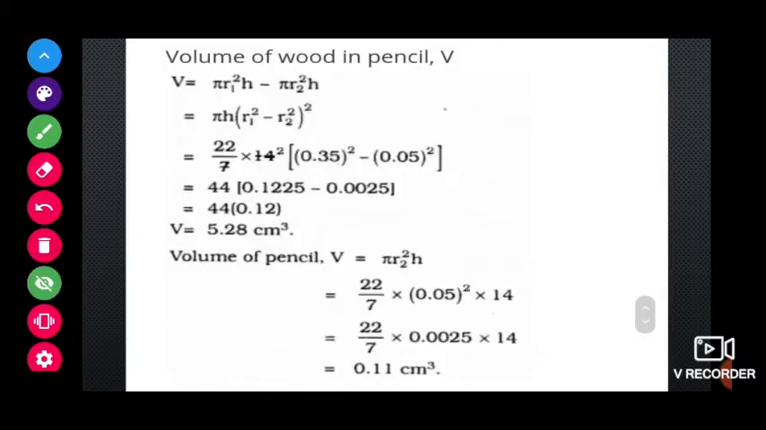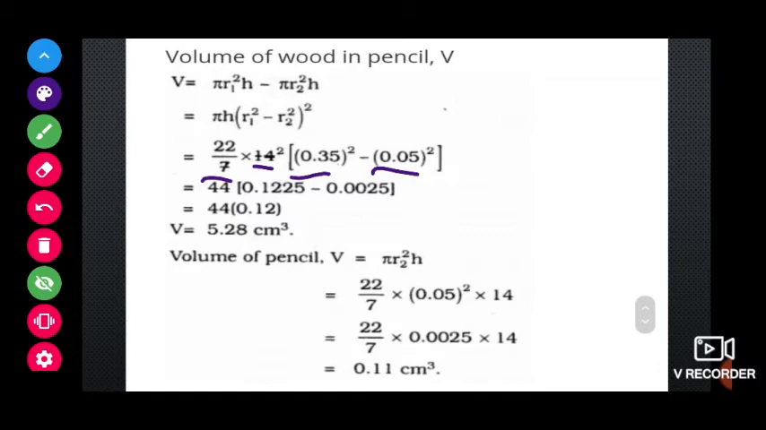Now if I want to find only the volume of the wood, then total pi R1 square H minus the graphite volume. So pi R1 square H minus pi R2 square H. We can take pi into H common from both. Pi is there, H is there, here also pi is there, H is there. If I take the common, then remaining is R1 square minus R2 square. So now pi is 22 by 7, into 14, into R1 square, that is 0.35 square, minus 0.05 square.